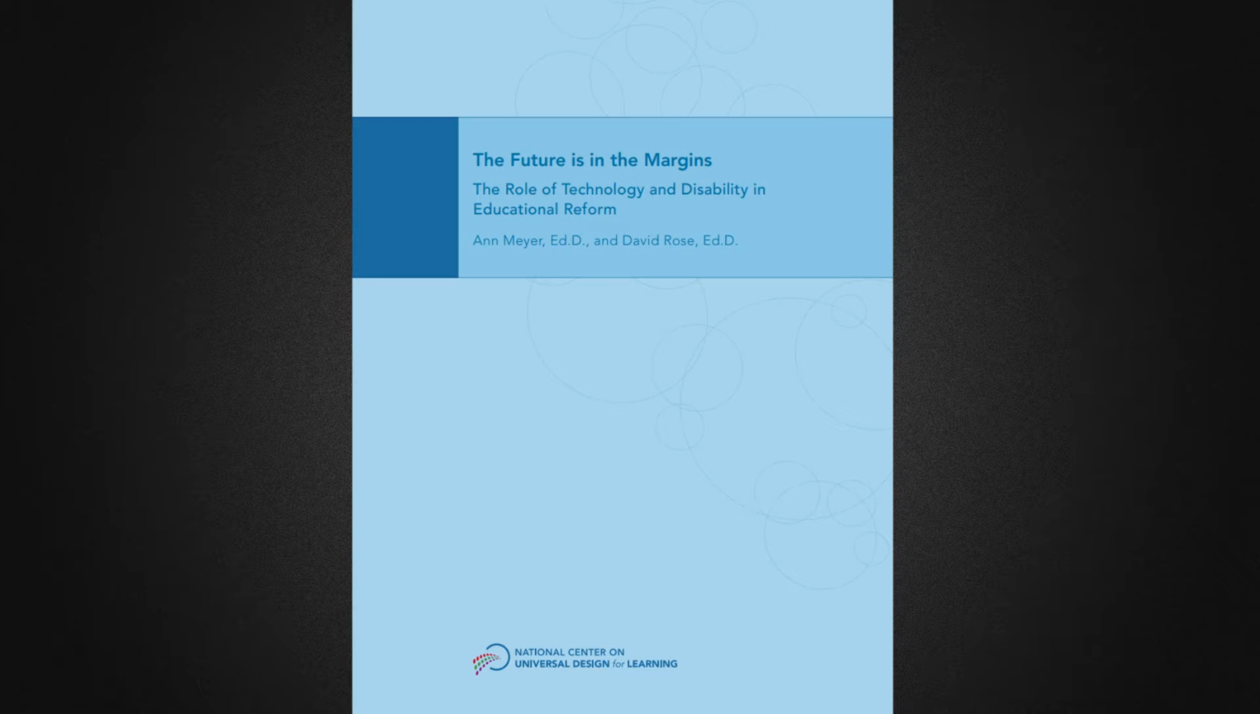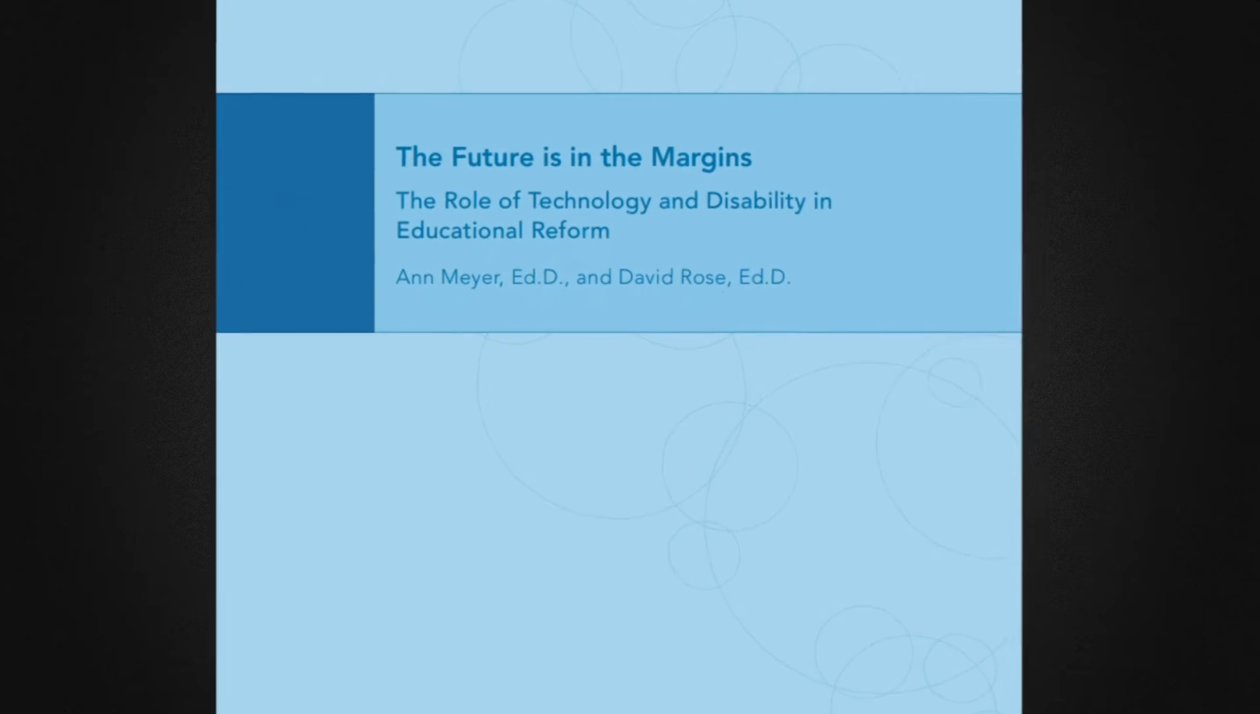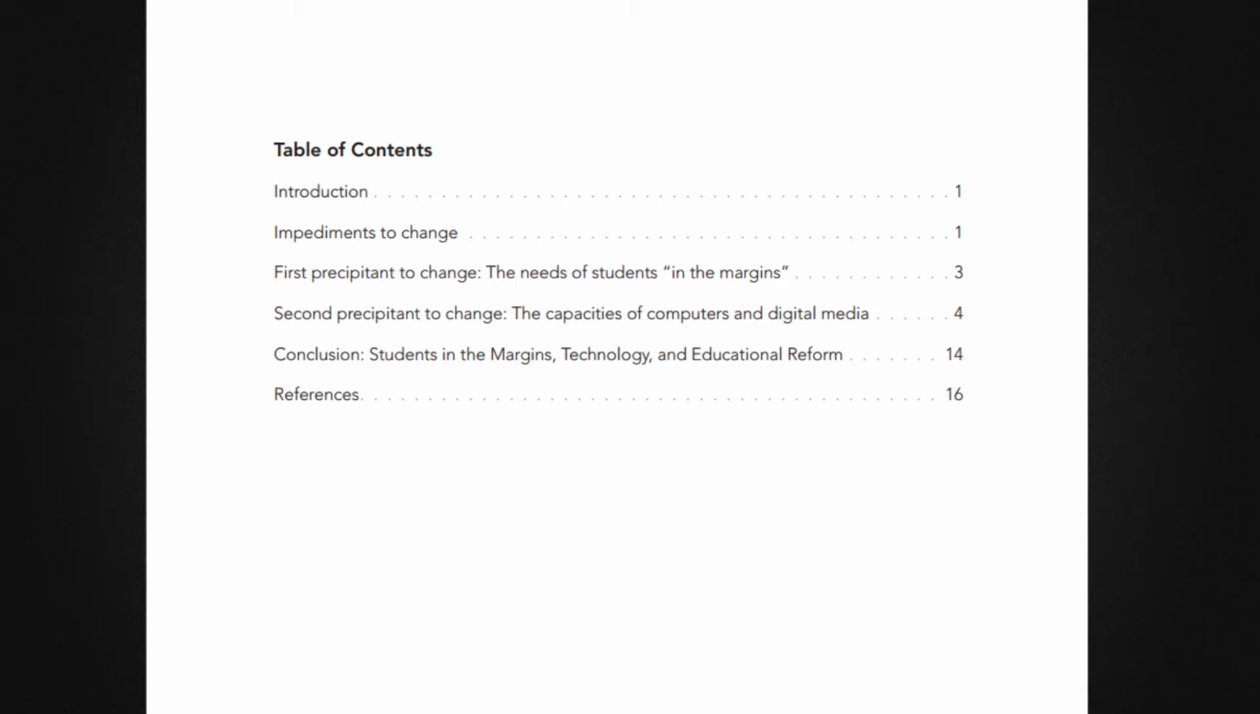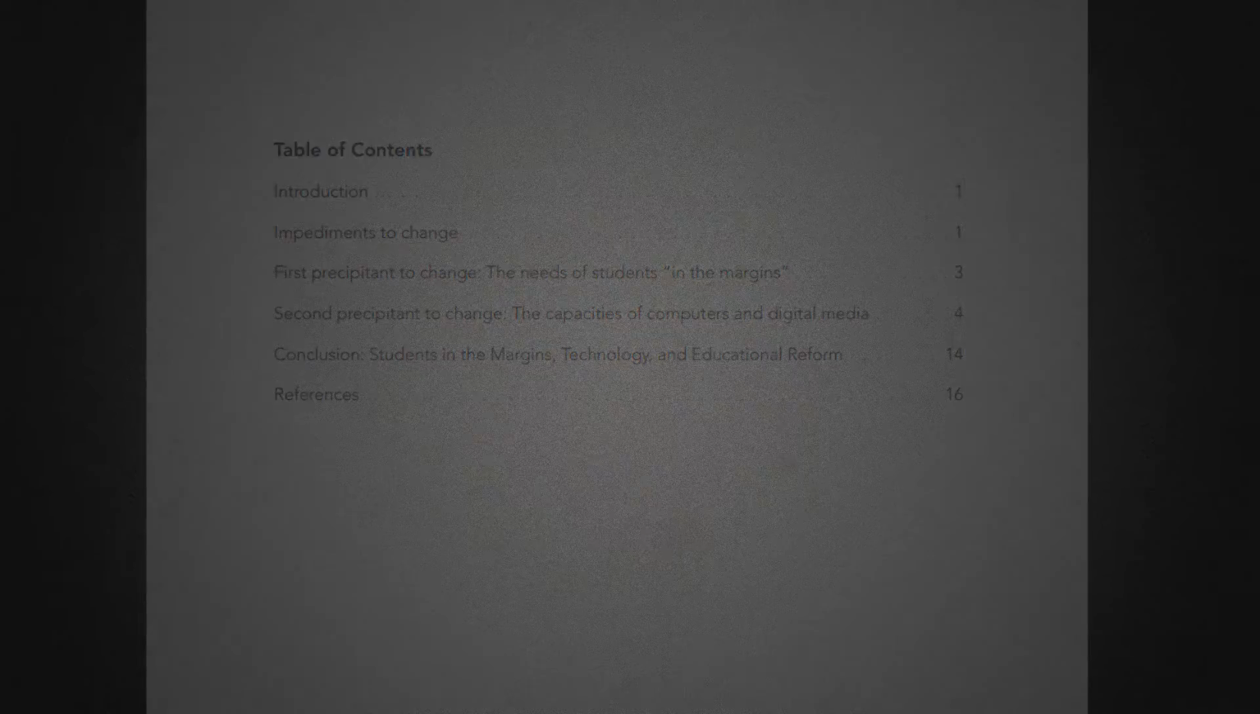We'll read an article written by CAST co-founders Ann Meyer and David Rose titled "The Future is in the Margins: The Role of Technology and Disability in Education Reform." This article provides a powerful presentation for the foundation of Universal Design for Learning and suggests the role that students with disabilities play in helping us rethink curriculum and embrace educational transformation.